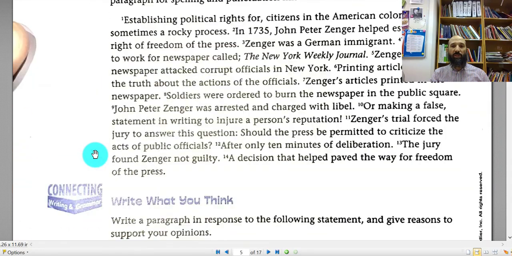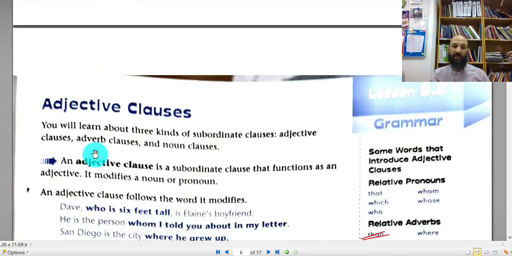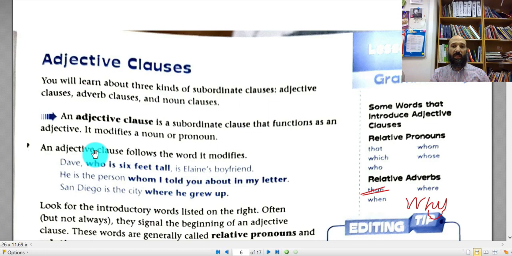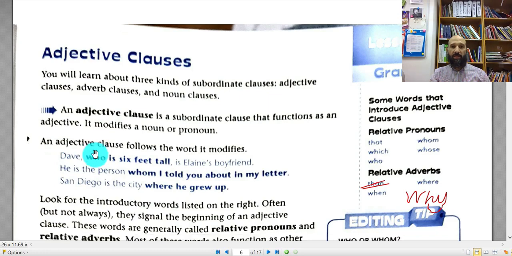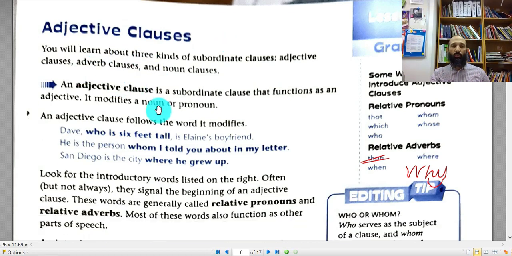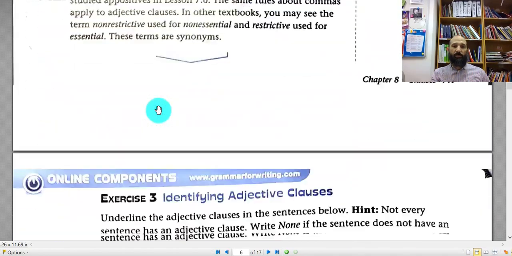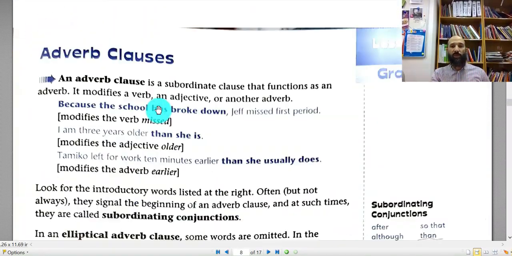For lesson 8.2, we talked about an adjective clause. And we said that an adjective clause is a clause that describes a noun or a pronoun, and it starts with one of these words. So that's the thing: to know whether a clause is an adjective clause, an adverb clause, or a noun clause, you have to see what it describes. Specifically here for adjective clauses, they describe a noun or a pronoun, right? Move on quickly to lesson 8.3.